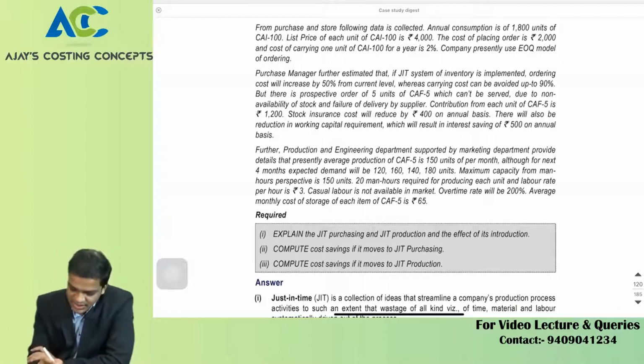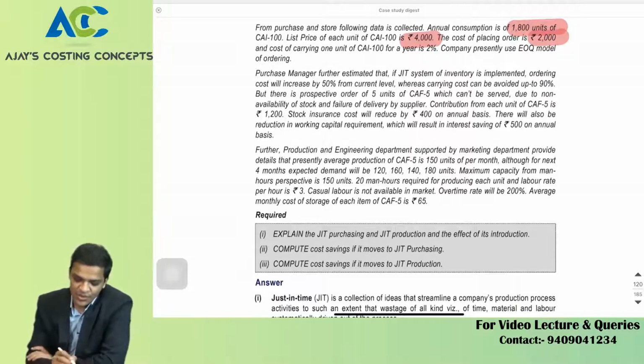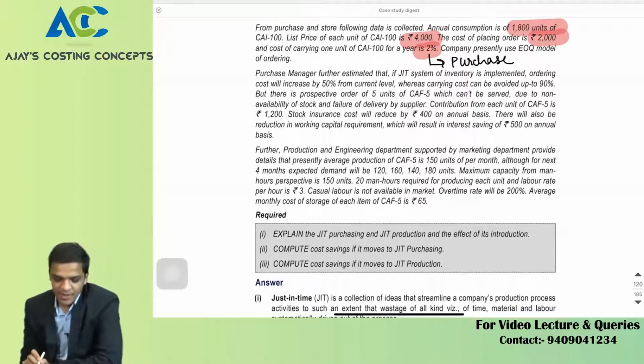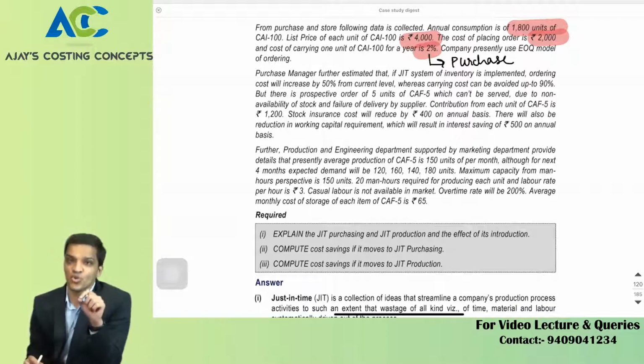Now, important, understand, from here we will start marking. So 1800 is the annual consumption. Price of each unit of CIA is 4000 rupees. The cost of placing an order is 2000. And the cost of carrying one unit per year is 2%. This 2% is of what? 2% is of the purchase price, right? The company presently uses the EOQ model. So the first thing you need to do is calculate EOQ here, right?